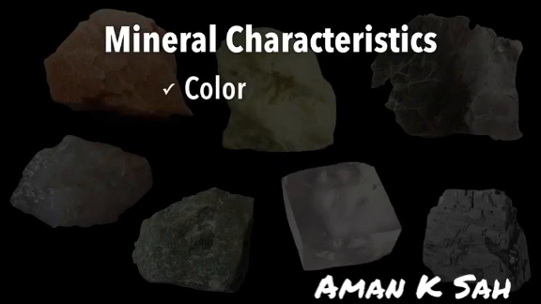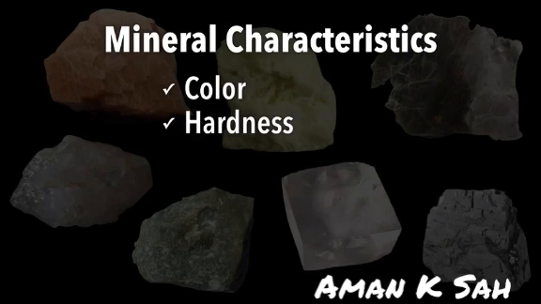The most obvious is, of course, color. And that's sometimes useful, for example, in the case of sulfur, which is a very distinctive yellow color. However, keep in mind that there are other yellow minerals, and that many minerals come in a variety of colors. So color is not always the most reliable characteristic for identification.